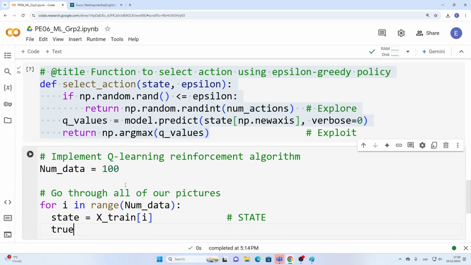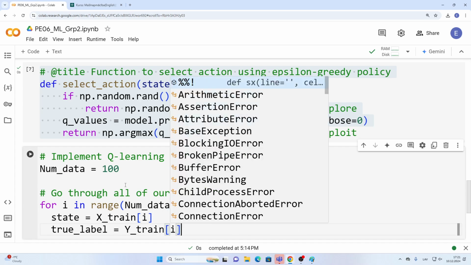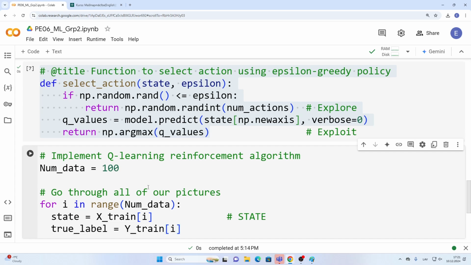Now, we also need to know what the correct answer is in order to decide whether we award a reward or a certain punishment. So this is the real answer.